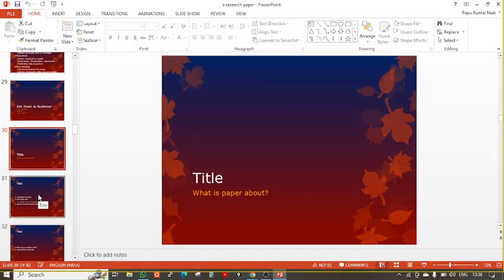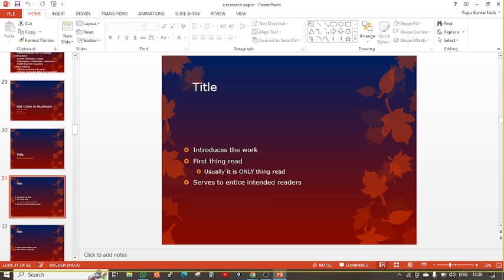The title tells what the paper is about, or what the whole research paper is all about. Then it introduces your work. Whenever a reader is reading your research article, it gives hints about what the research work is and what will be displayed in detail in your work.